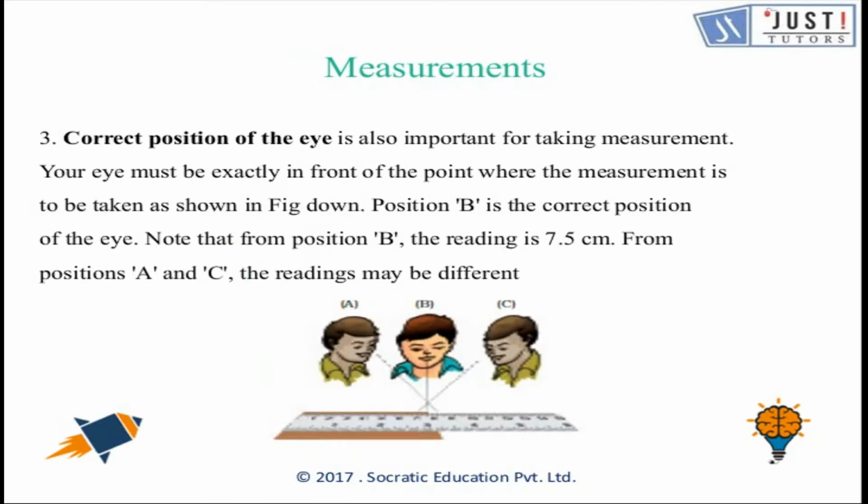The third and the last step would be the correct position of the eye. So it's very important that your eye must be exactly in front of the point where you're taking the measurement. Like here we have been shown 3 positions of the eye: A, B and C. Notice that B is actually the correct position so that you can take the correct measurement. If you take the measurement from points A and C, you can find a difference in measurement which can be considered as an error.